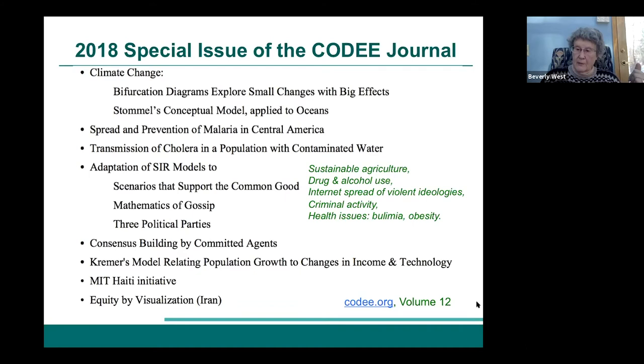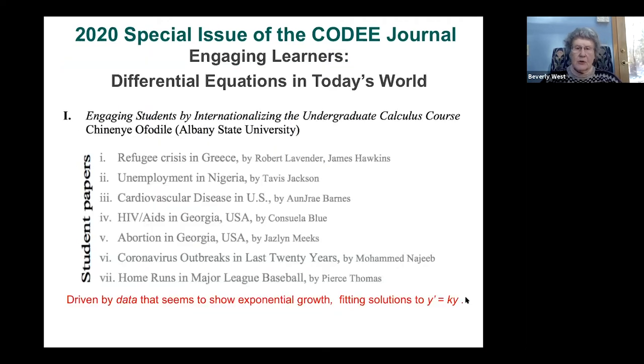Dan Flath wrote that article. It was very timely. MIT has an initiative with Haiti where they have translated interactive differential equations, a wonderful set of software, to Haitian Creole. That paper and the next one, Equity by Visualization, are both concerned with the social justice problem of students having to take classes in not their native language and how much more difficult it is, and how can you overcome it? So two good ideas there. So lots of good things, but just go to codee.org and you can see those articles.